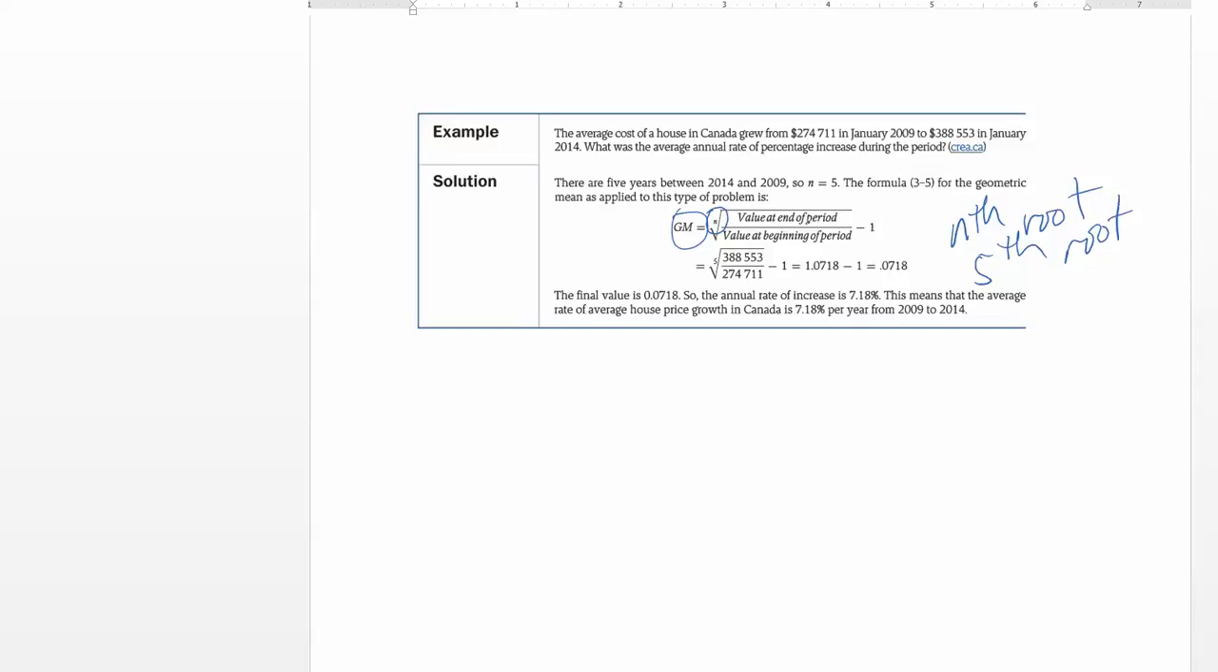The value at the end is 388,553, and the value at the beginning, on the bottom, is 274,711. And then you subtract 1 at the end. So here's the formula, as you can see there. It's the fifth root of 388,553 over 274,711, minus 1.